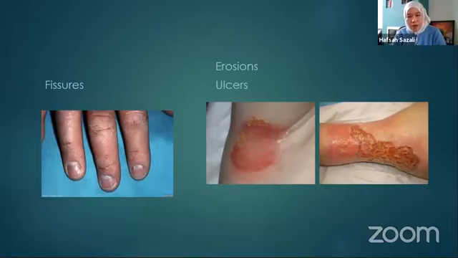We also have erosions, which is a focal loss of epidermis, which does not cause scarring. And we have also ulcers, which is a focal loss of epidermis and dermis, and these will cause scarring when it heals.